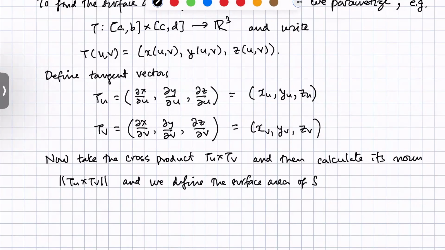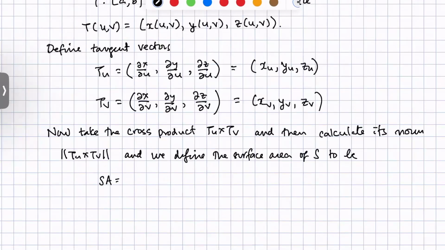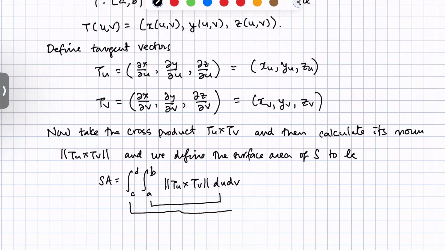of S to be the integral from C to D, the integral from A to B, that's my rectangle, of the norm of Tu cross Tv du dv. Again, the integral on the inside refers to u, and the integral on the outside refers to v. So integrals are done inside out.